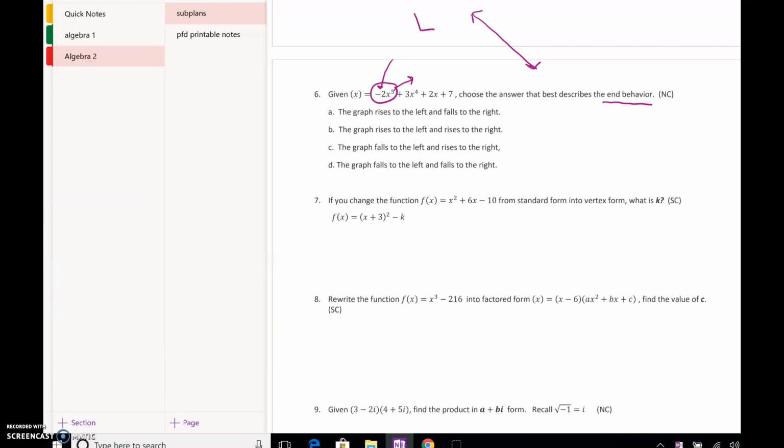This is the left side of the graph, this is the right side of the graph, and the phrasing that they use is rises to the left, falls to the right, so they use rises and falls. What I notice is that it is rising on the left side and falling on the right, and that's just what I want to look for. Rises to the left, falls to the right is our very first choice.